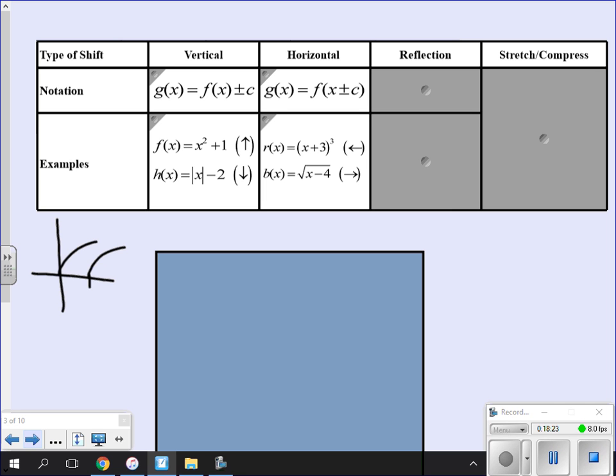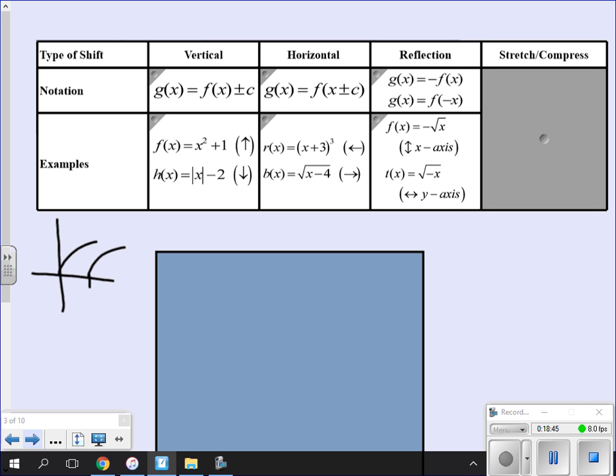Yeah, this one changes my y values. This one changes my x values from the parent function. Reflections, those are pretty easy. It's either negative inside or negative outside. It makes it point up or down, it makes it change the direction it's pointing.